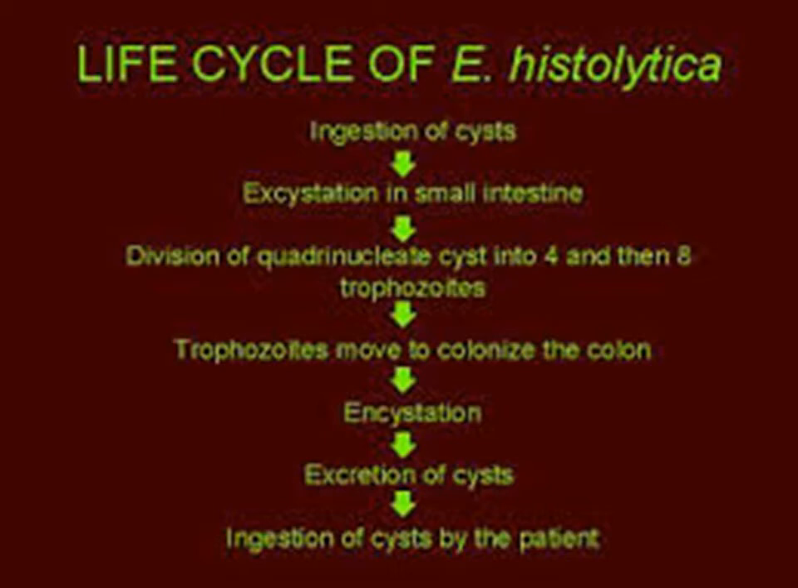This is the life cycle of Entamoeba histolytica: the ingestion of cysts through the fecal-oral route, then their excystation in the small intestine, the division of the quadrinucleate cyst into 4 and then 8 trophozoites. Then the trophozoites move to colonize the colon, then their encystation.